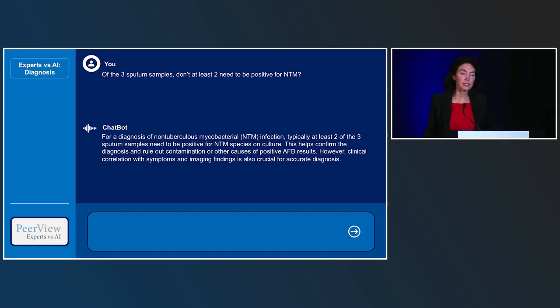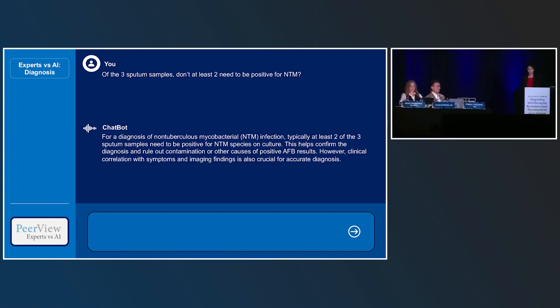So this is the AI's answer. For a diagnosis of NTM infection, typically at least 2 of 3 sputum samples need to be positive for NTM species on culture. This helps confirm the diagnosis and rule out contamination or other causes of AFB results. However, clinical correlation with symptoms and imaging is also crucial for diagnosis. And I would just say the same species.